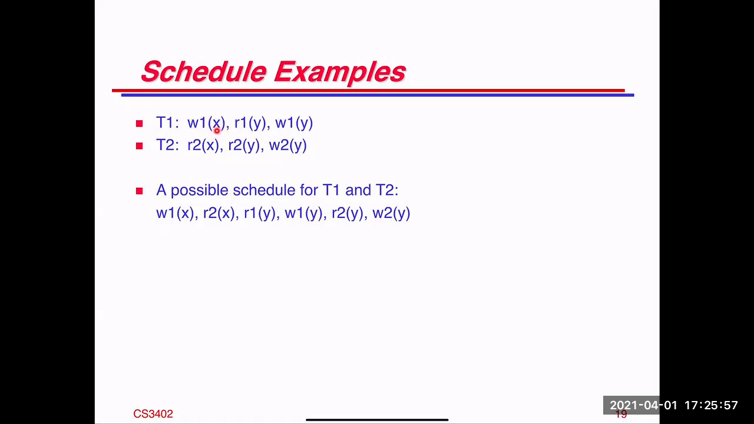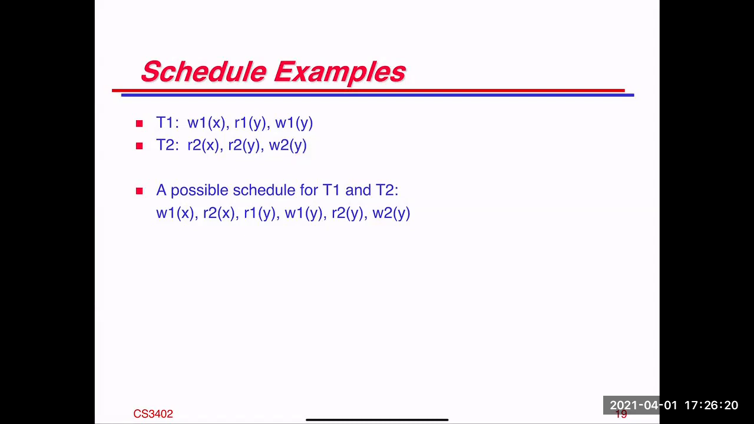And it doesn't really matter for us what we're writing to X, so we're not worried about that at this point. It only matters to us that it's a write, okay? And similarly, this is a read by transaction 1 of the item Y. Now down here, we have some operations for transaction T2. So we're reading from X, we're reading from Y, and then we're writing to Y.